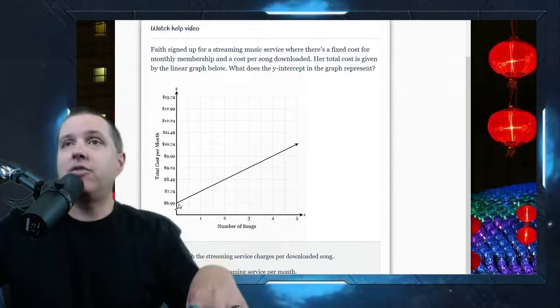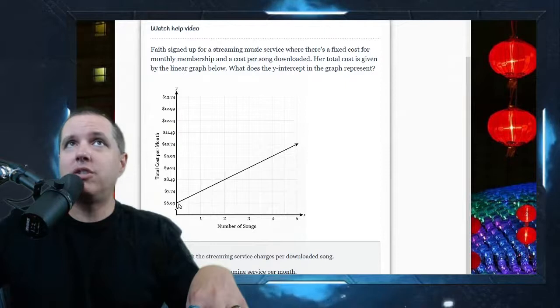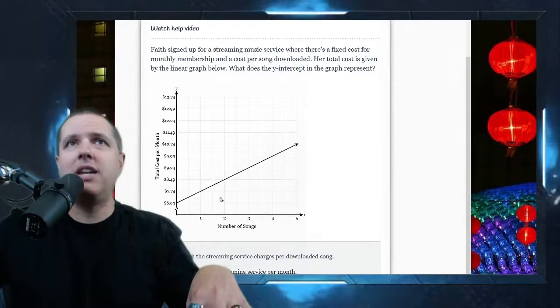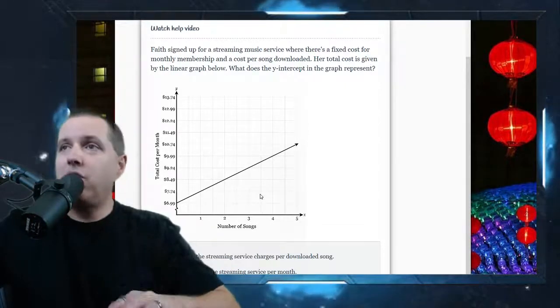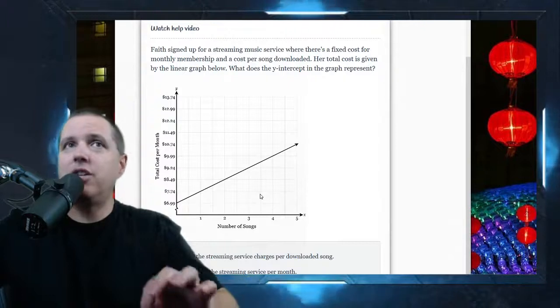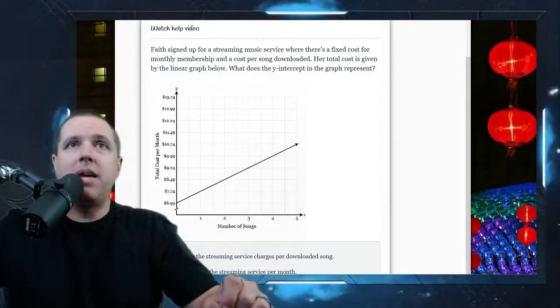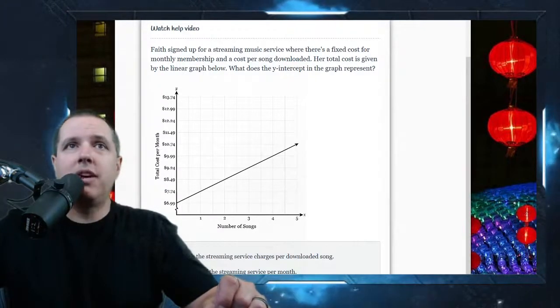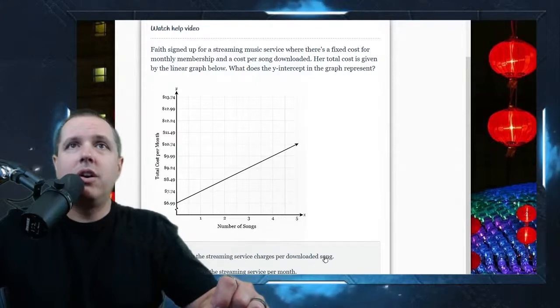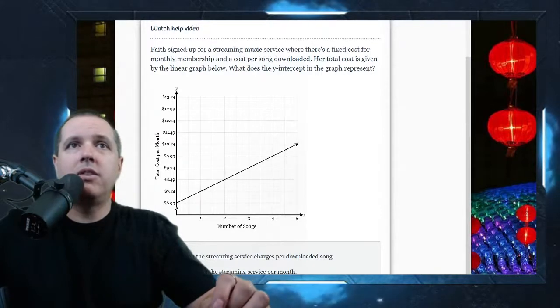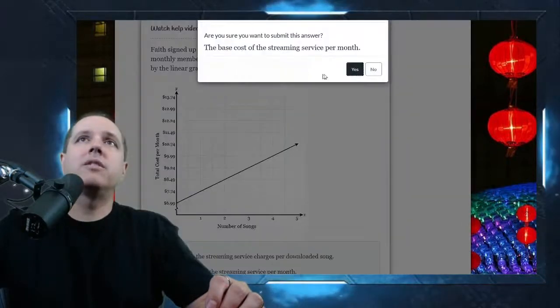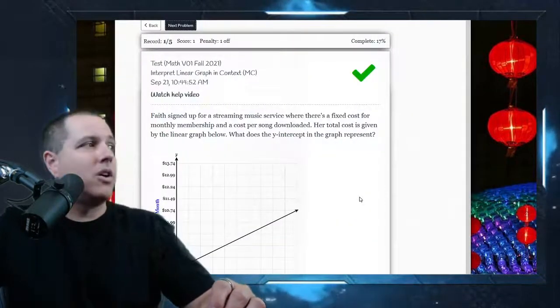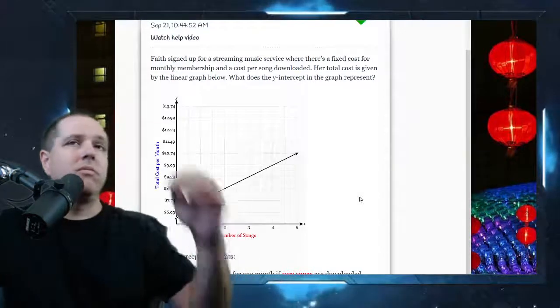The fixed cost for this is the cost of the streaming service, which looks like maybe $6.99, and then you would pay the variable cost, which is an additional cost for each song. Okay, the base cost of the streaming service per month, yeah, I think that's the one we're going to go with. These other ones are all wrong. Okay, so I'll submit my answer. Yes, there we go. Right?